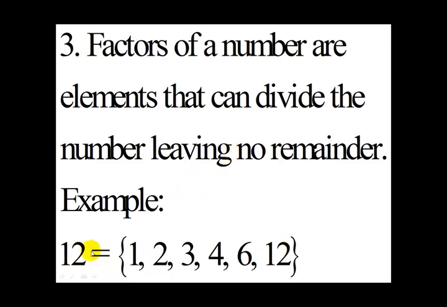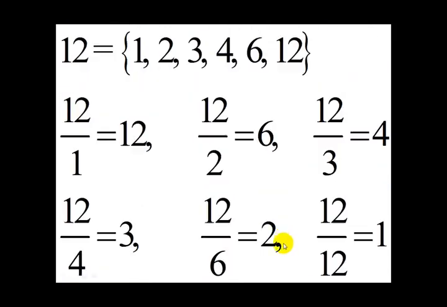That is, when we divide 12 by these numbers, when we divide 12 by the factors of 12, it leaves no remainder. Let's look at the illustration. Now, the factors of the number 12 are 1, 2, 3, 4, 6, and 12.